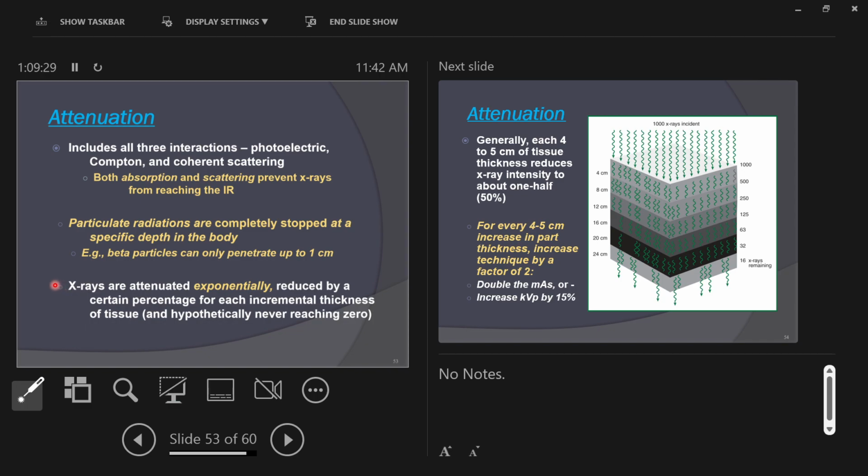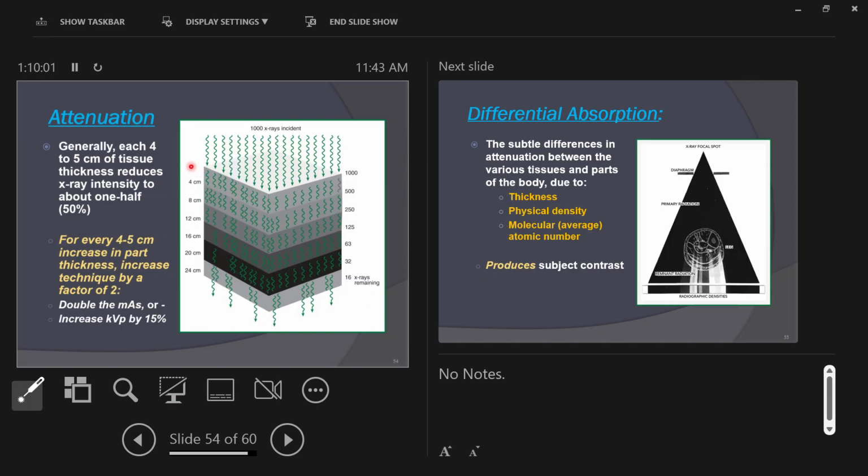X-rays are still attenuated, though. They're absorbed as well as other things. They're absorbed less, though, than other things. Some of them make it to the image receptor. Recall that about only 1% of the primary beam exits the patient. 99% of the primary beam absorbs within the patient, is attenuated by the patient. X-rays are absorbed exponentially, reducing by a certain percentage for an incremental thickness increase in tissue, hypothetically never reaching zero.